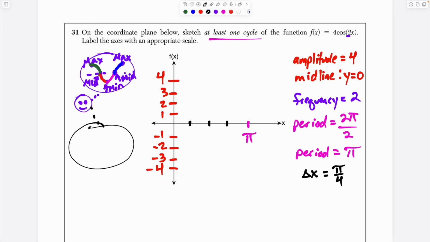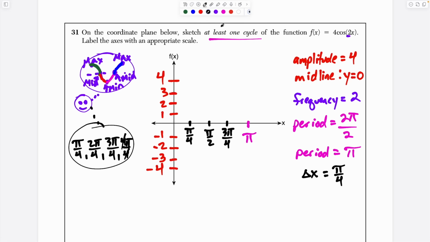If I count by pi over 4, I have 1 pi over 4, then 2 pi over 4, then 3 pi over 4, and then 4 pi over 4. And you could see 4 pi over 4, if I cancel out the 4s, just gives me pi. So on the x-axis, I would have pi over 4. And then 2 pi over 4 is the same thing as pi over 2. And then 3 pi over 4 would go here. And then pi goes here. That's how I would split this up.